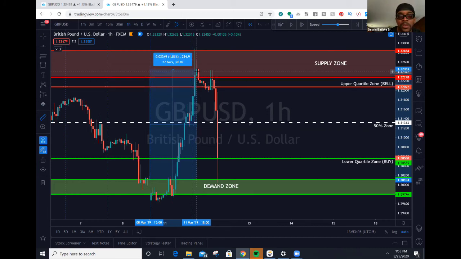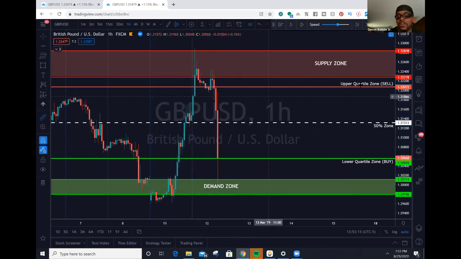And we went all the way up to the supply zone. It went up to here, 270 something pips. All right. And then look what happened. You can sell the upper quartile zone. Look what happened. We got a double top right here at the supply zone. That's all the price action we need. And look, boom, right back to the lower quartile zone. So you made money here and you made money here.